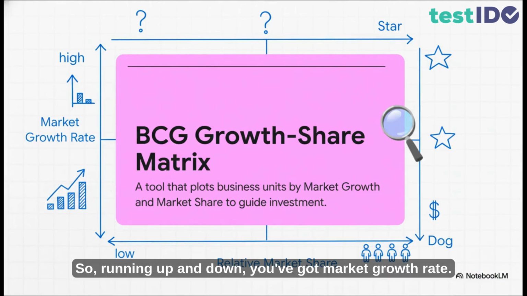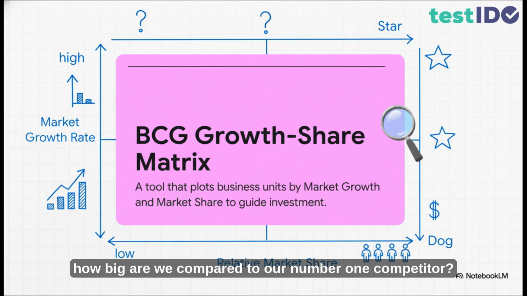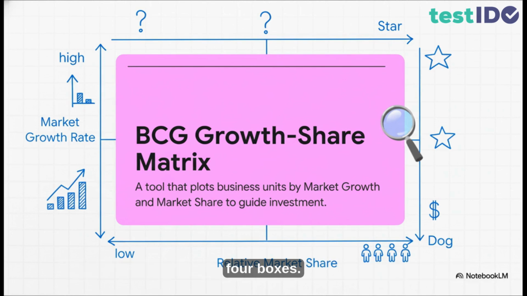So running up and down, you've got market growth rate. That's how fast the entire industry is growing. And then going side to side is relative market share, which is just a fancy way of asking, how big are we compared to our number 1 competitor? Every single business unit you've got will fall into one of these 4 boxes.